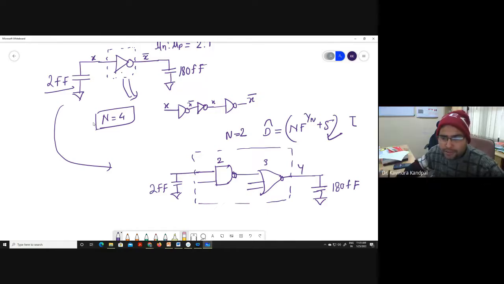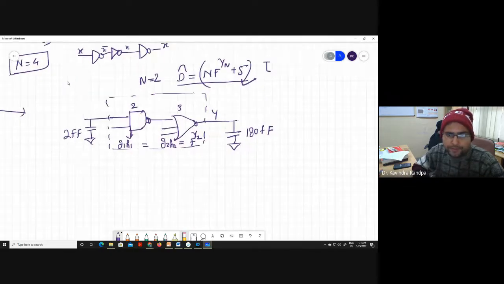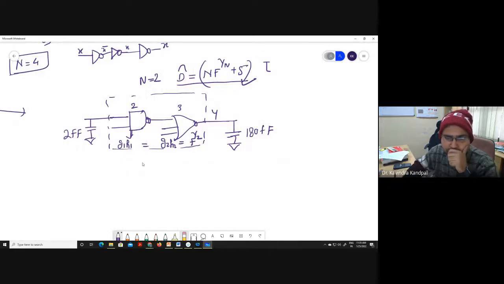And in order to obtain this amount of delay, you need to make sure that g1 h1 of this stage is equal to g2 h2 of this stage, which is equal to f to the power 1 by 2. Yes or no? This is what you will do. Correct? Yes, sir. Based upon that, you will find the capacitances here, and be able to size the W by L of this transistor and of this transistor. So that was the method we adopted.